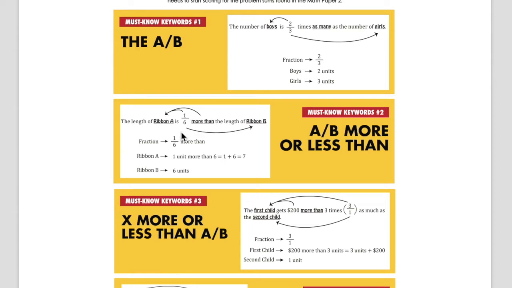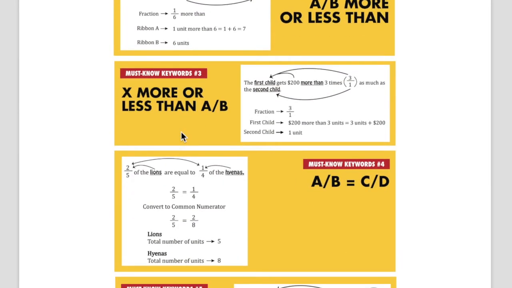Now we're going to go into the third part, which is called the X more or less than A over B. This is going to be a bit complicated, okay? But just to give you a rough idea, it's not so different from the first or the second one. Look at how the first child, in this case the first entity, and the second child is the second entity. The only difference is there's $200 more than. However, if you read it in one go and you don't know the language of problem sums, you're going to get very confused, trust me. The first child gets $200 more than 3 times as much as the second child.